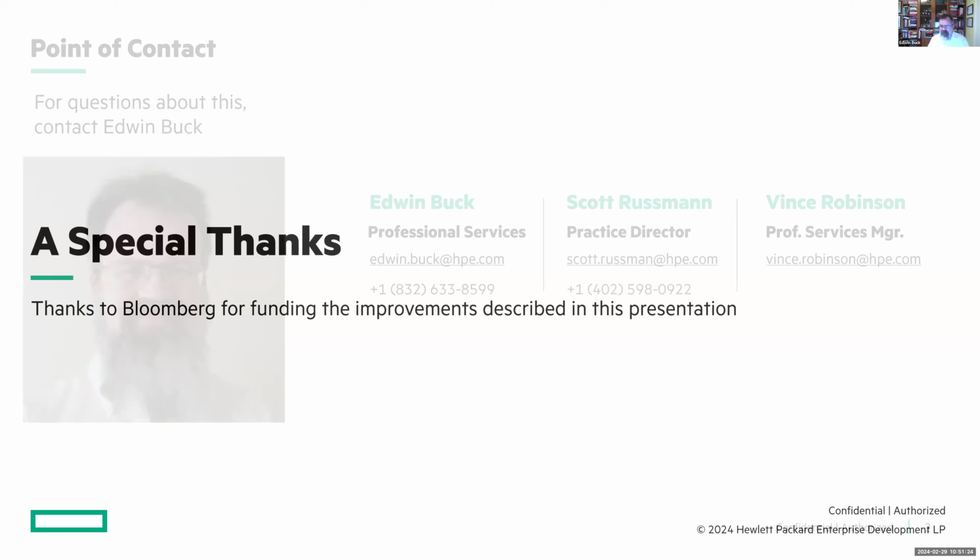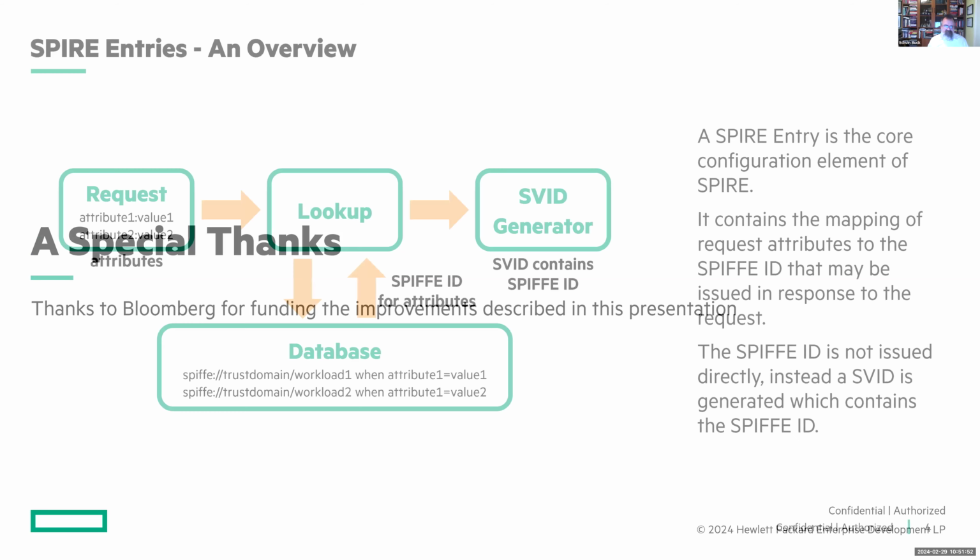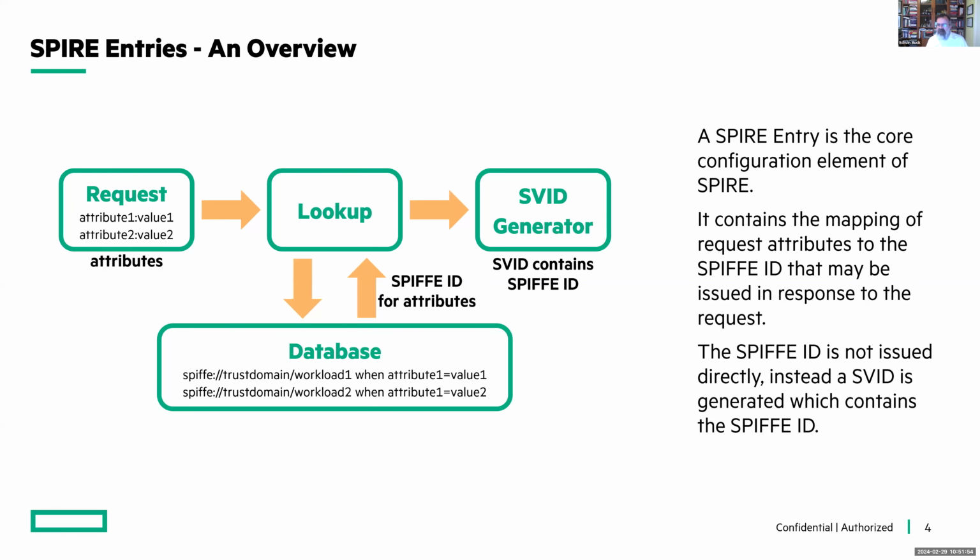My name's Edwin Buck. I'm basically a data engineer with Hewlett Packard, and I'm a product expert in a couple of products, including SPIRE. And Bloomberg came with a particular request because they saw a problem inside their deployments where the database utilization was very high. And so special thanks to them for effectively funding the changes that you're about to see.